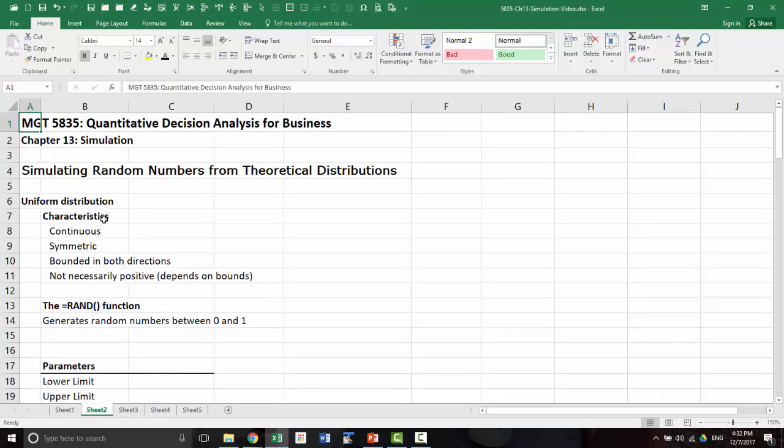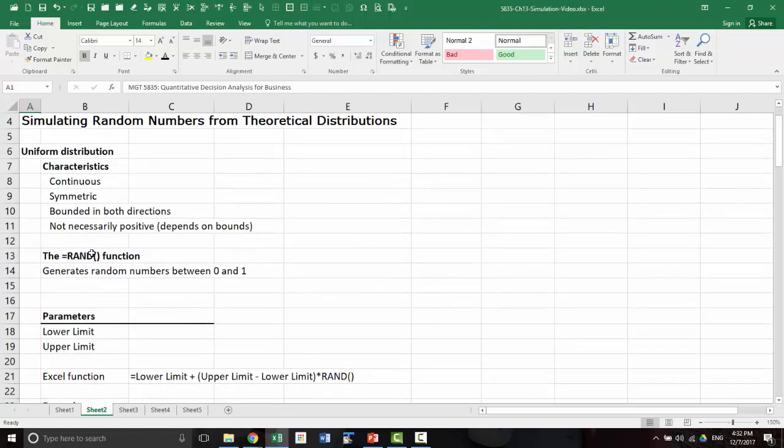So you have uniform distribution, which is a continuous distribution, and it is symmetric, bounded at both ends. So you have a lower limit and an upper limit. It is symmetric because the probability is uniform throughout the lower and the upper limit. It is bounded in both directions, not necessarily positive, because the lower bound can be a negative value. So you can have negative or positive values.